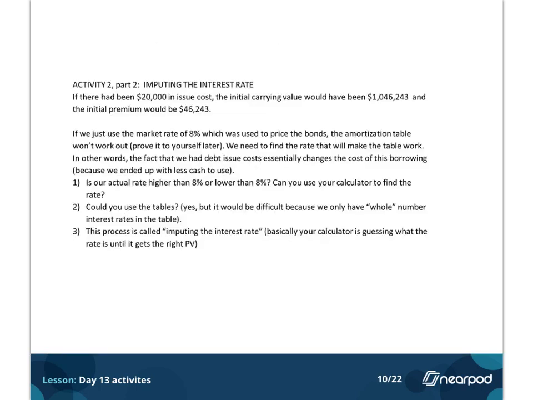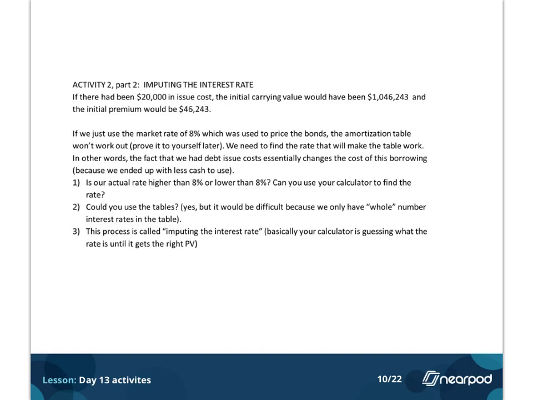All right, we talked a little bit about this, imputing the interest rate. Here I just really am interested in you understanding the intuition that if I actually had those debt issue costs, it would lower the amount of cash that I got from $1,066,000 to $1,046,000. And if I got less cash to use, it only makes sense to think that my interest rate has effectively gone up. It's costing me more to use this money, essentially because I got less money to use. So it's more expensive, which logically then you can conclude that means I have a higher than 8% rate.